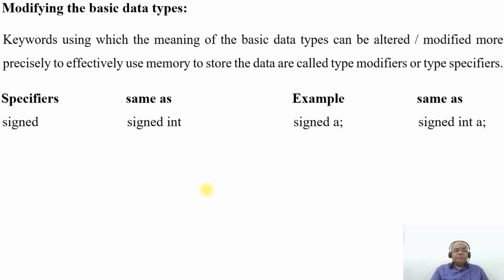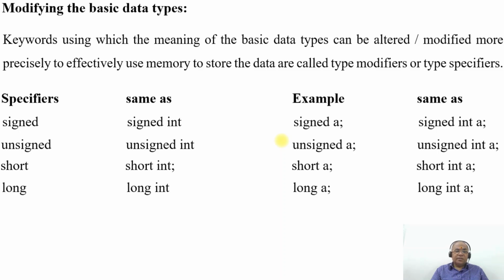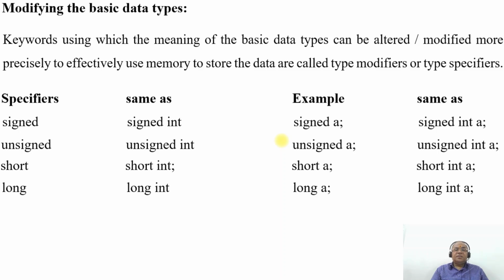Signed int a semicolon, same as signed a semicolon. Then unsigned int a semicolon, same as unsigned a semicolon. Short int a semicolon, same as short a semicolon. Similarly, long int a semicolon, same as long a semicolon. So this is how you can modify the basic data types.